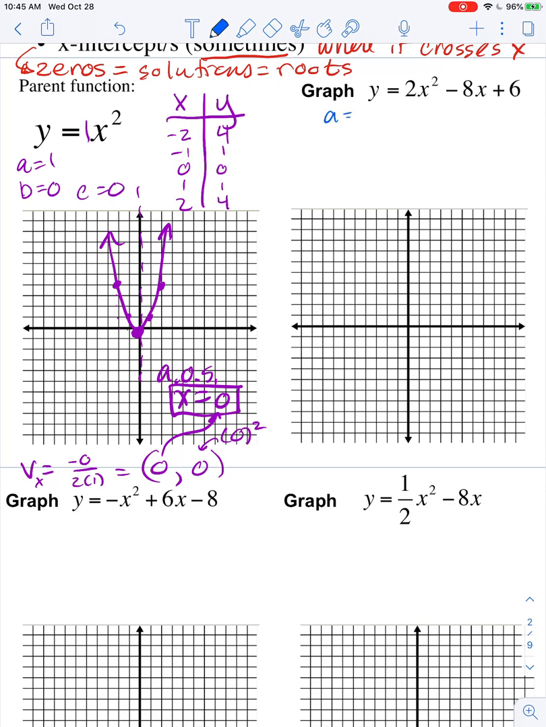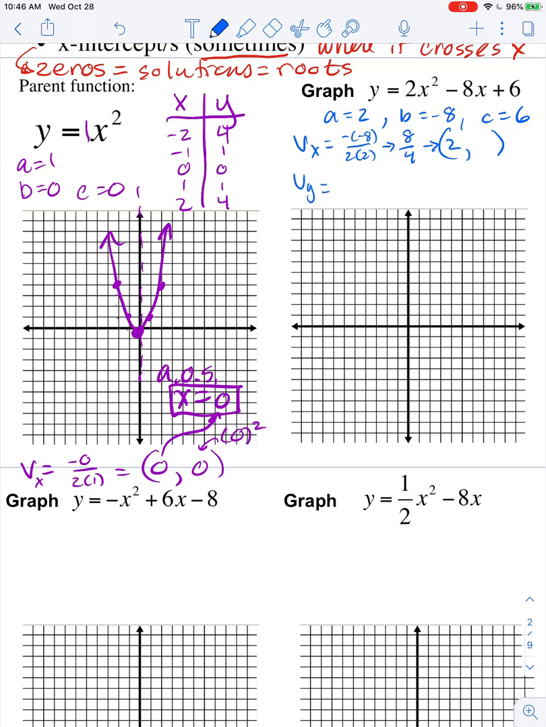So the first thing and the best thing to do is identify what your A, B, and C values equal. So in this case, I'm looking at 2, -8, and 6. So to find my vertex, I start by doing the x coordinate. I'm going to take the opposite of my B, so the opposite of a -8, over 2 times my A. So I end up with 8 over 4. So with 8 over 4, the negatives canceled, I end up with an x coordinate of 2 for my vertex.